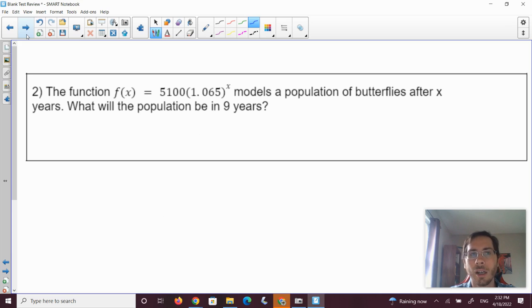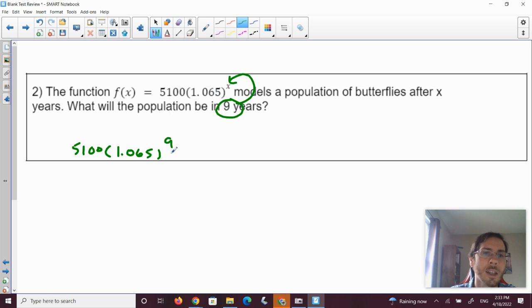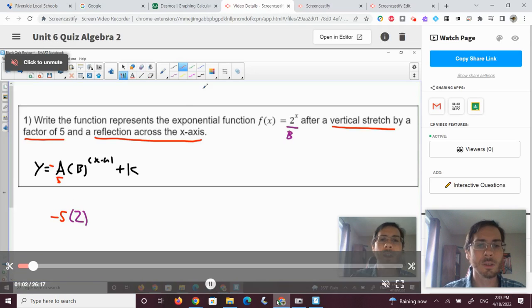So for number 2, we're given a function. It models the population of butterflies after x years. What will the population be in 9 years? So here we're given a number of years, and we're going to plug that in for the x. So we'll get 5,100 times 1.065. So again, we have growth, so I'm expecting a number that's bigger than 5,100, to the 9th power. And we just throw this into a calculator and basically call it a day.